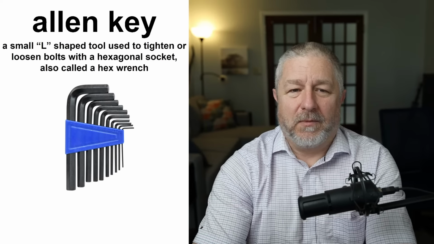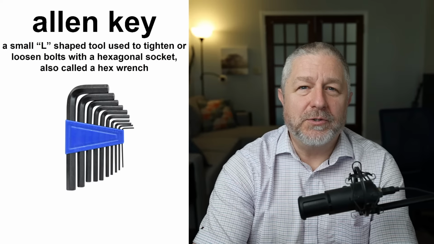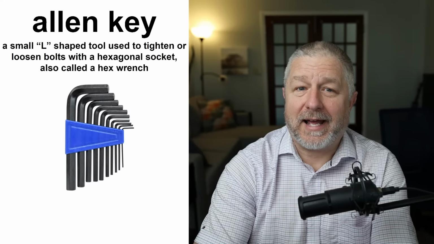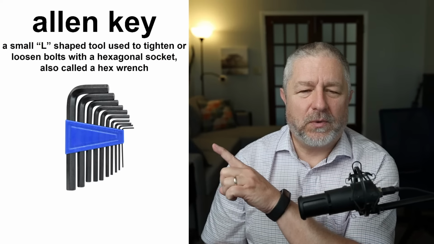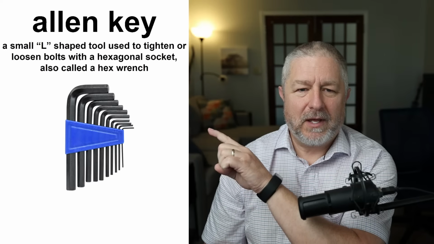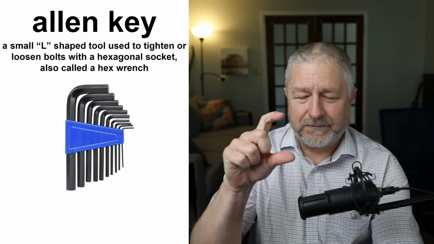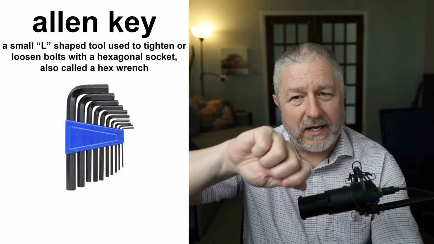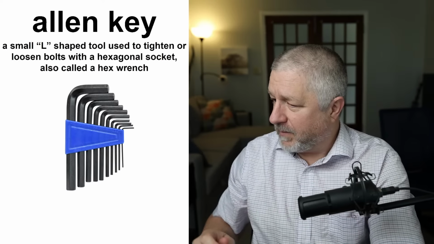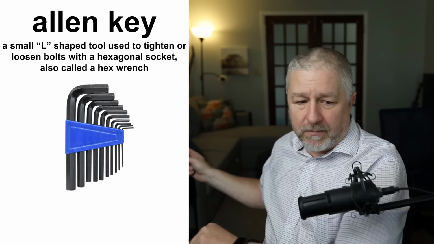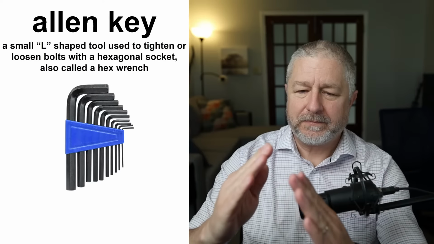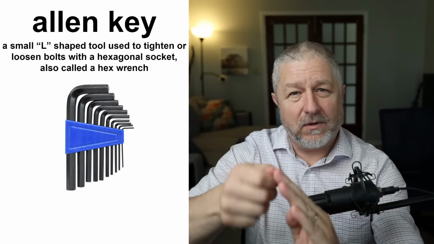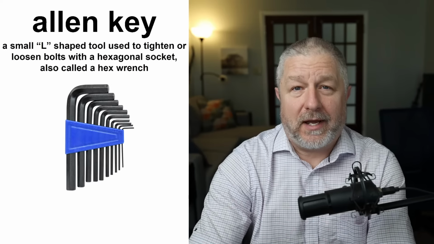Allen key, a small L-shaped tool used to tighten or loosen bolts with a hexagonal socket, also called a hex wrench. So these are actually quite small. The picture's a little bit big, but these tools are actually quite small. And there are certain things where you need a little Allen key to tighten it. Actually, not my tripod, but Jen's tripod for her camera, where the legs connect, she needs an Allen key or a hex wrench in order to tighten those every once in a while.